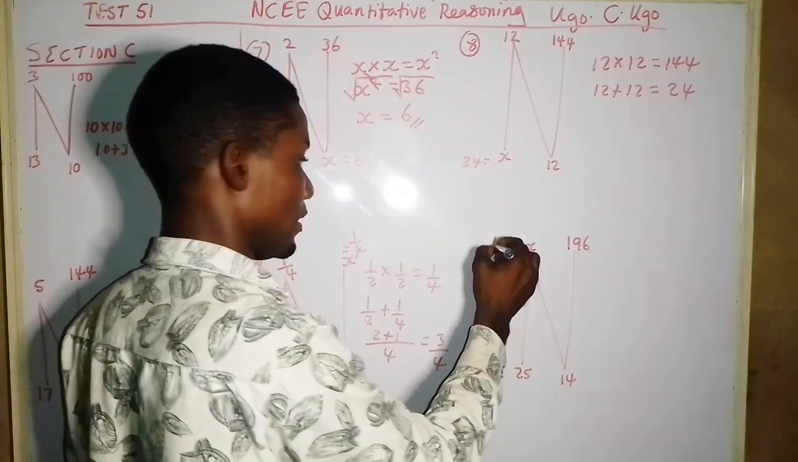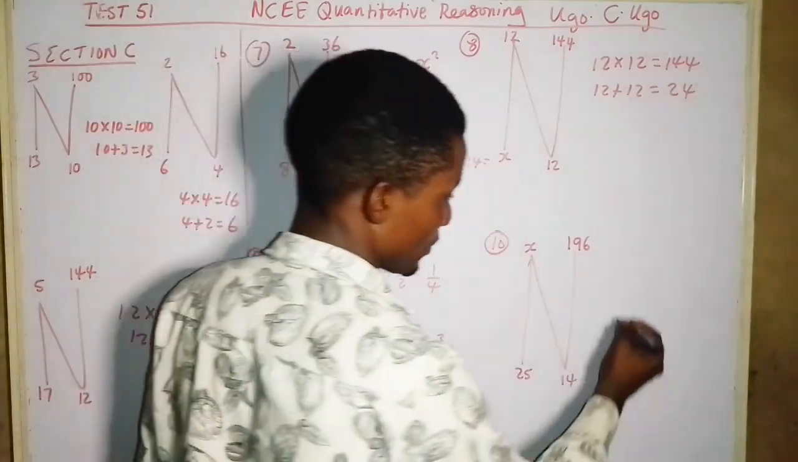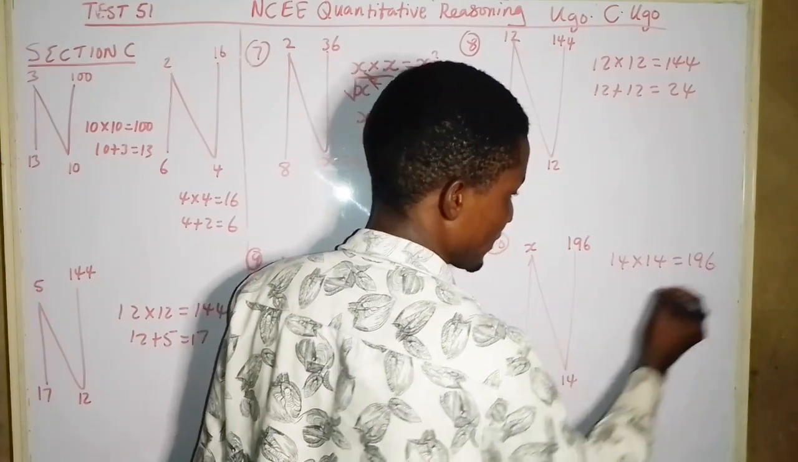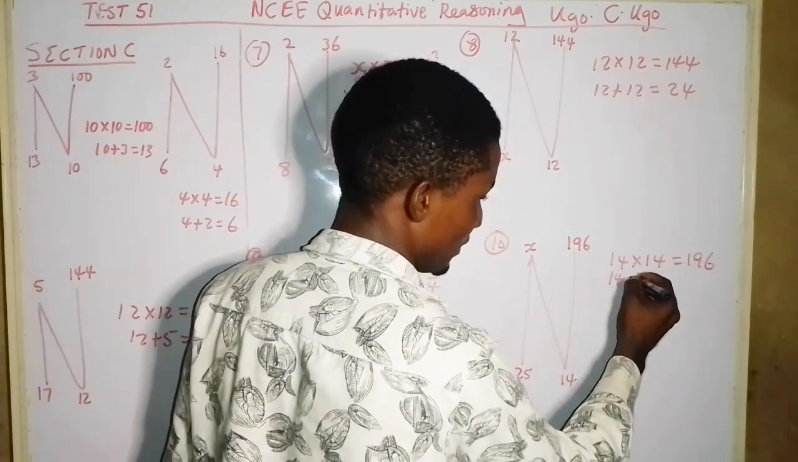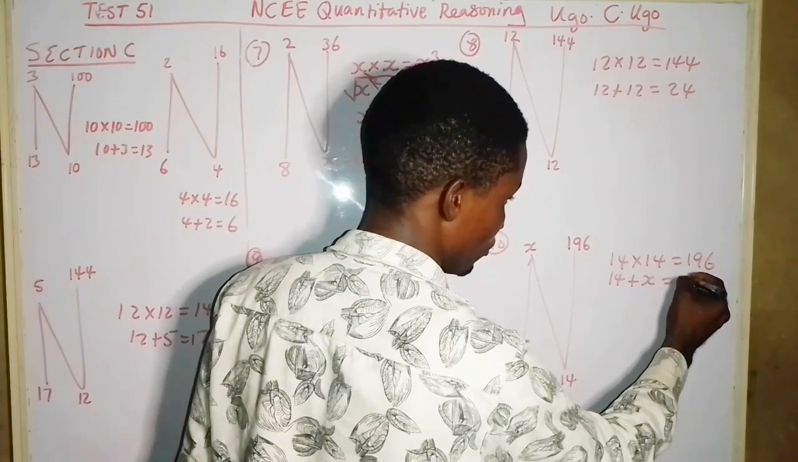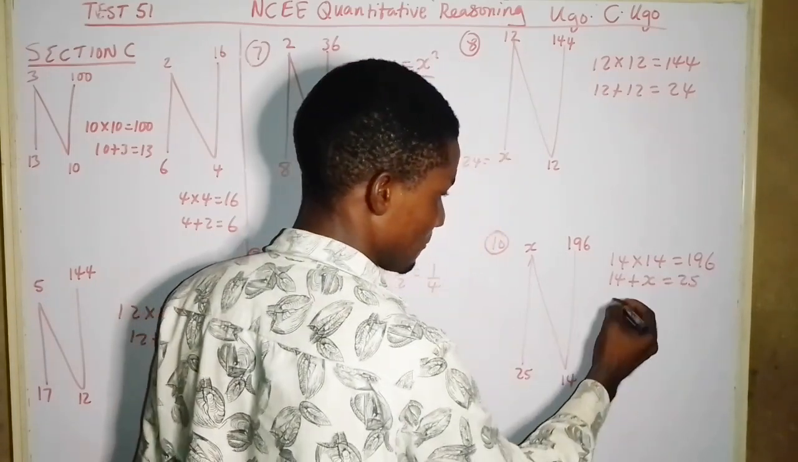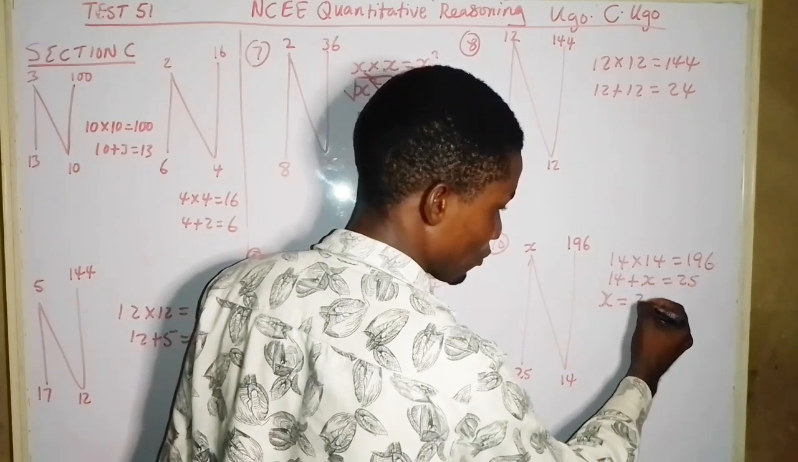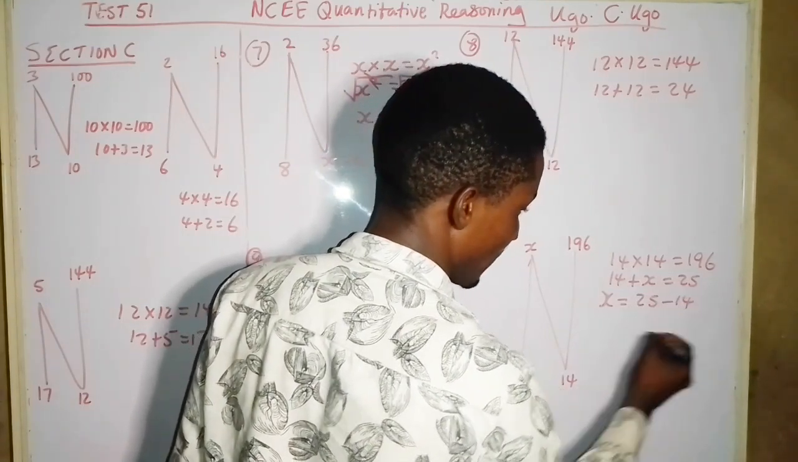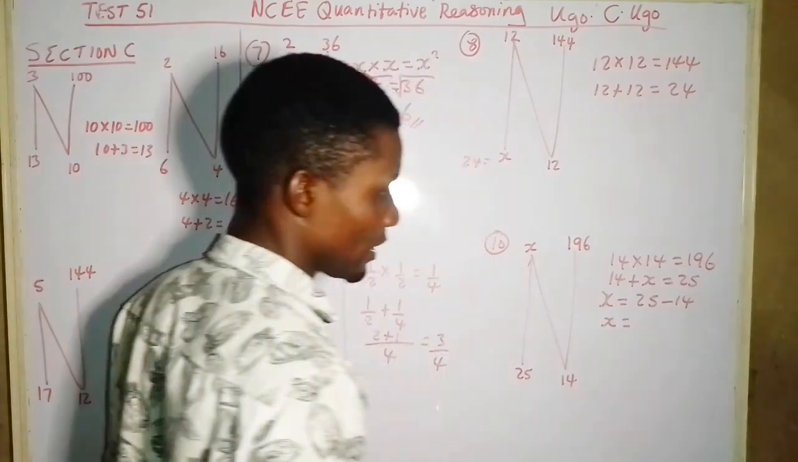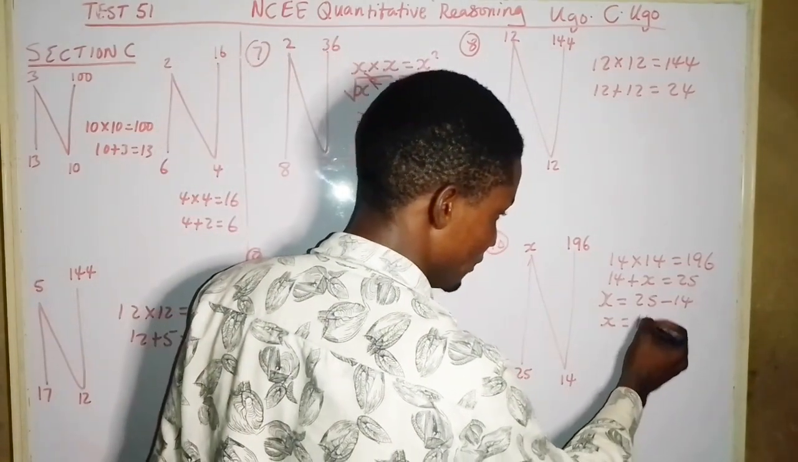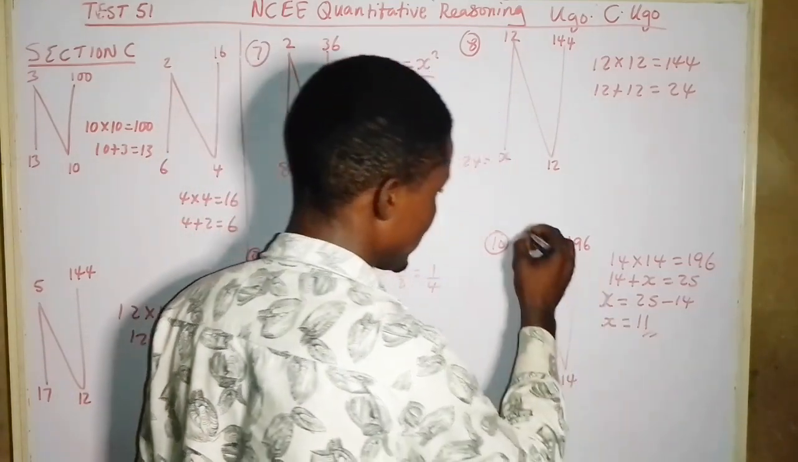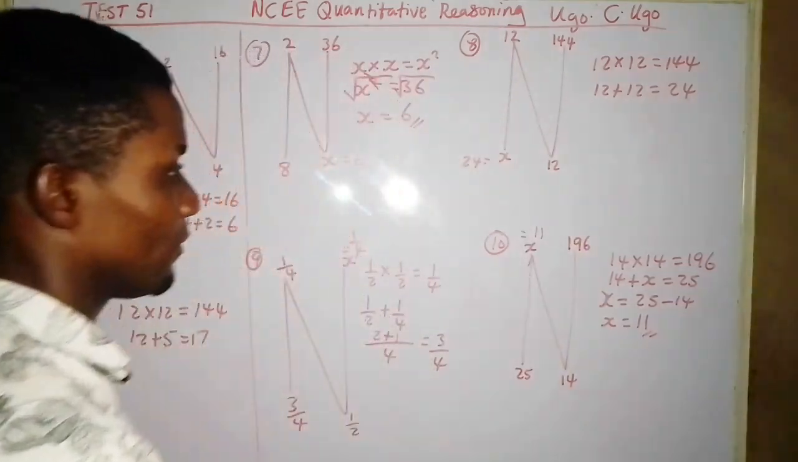Now let's try question 10. Question 10 says 14 times 14 equals to what? 196. And 14 plus x equals to 25. So let's find x. So we say collect the like terms. When you collect the like terms here, you have 25 minus 14. And 25 minus 14, that is going to give us what? 11. So our x here is 11.